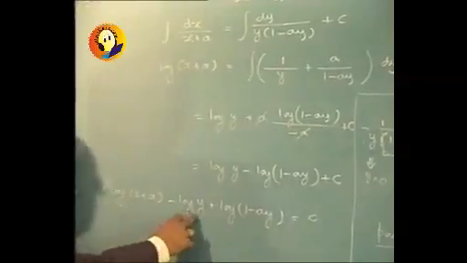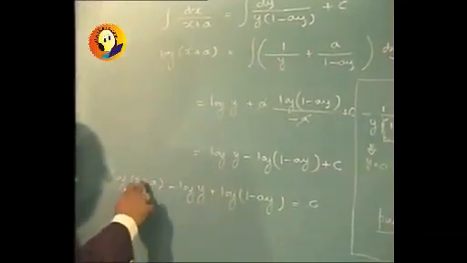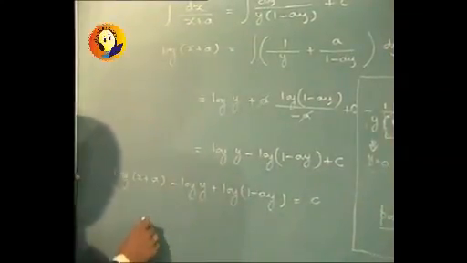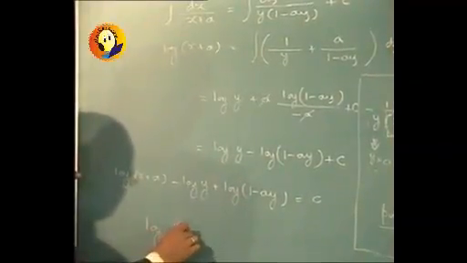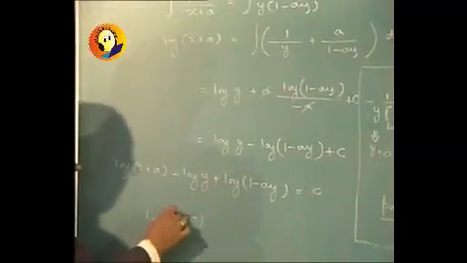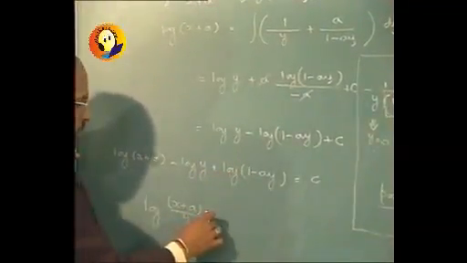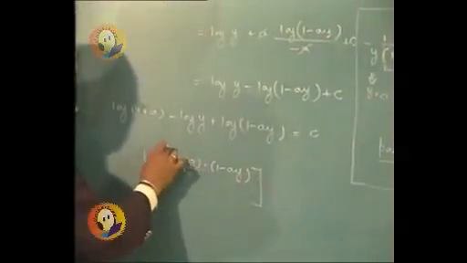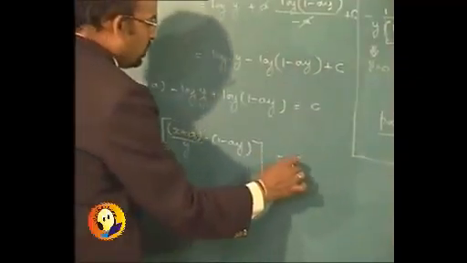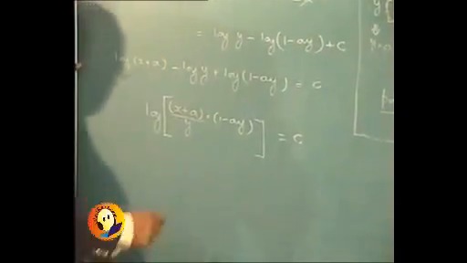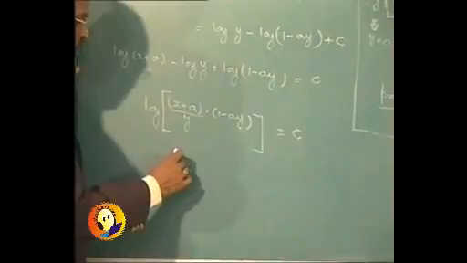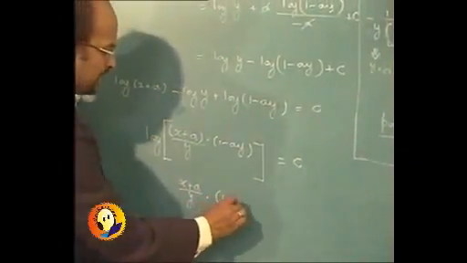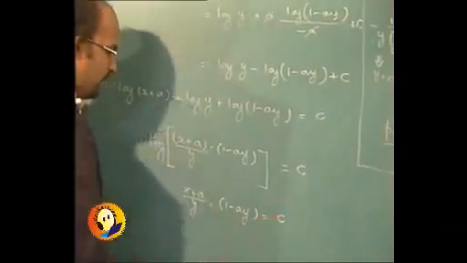Now log minus log will be log of a upon b, that is log of x plus a upon y. So we can write the first one as log of x plus a upon y, and then we have got plus log, so it will be into 1 minus ay. So it is going to be the log of the whole thing equal to c. And therefore we can raise both sides to power e. It will be x plus a upon y into 1 minus ay equal to c.